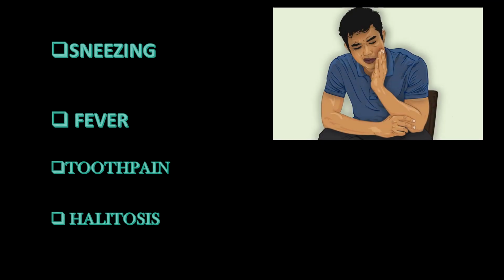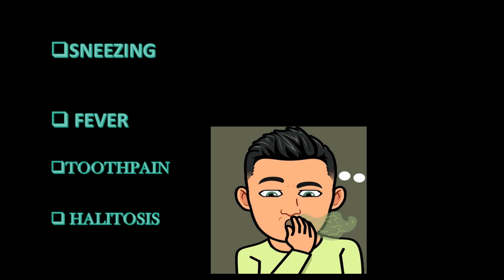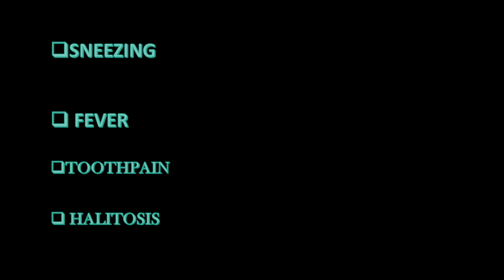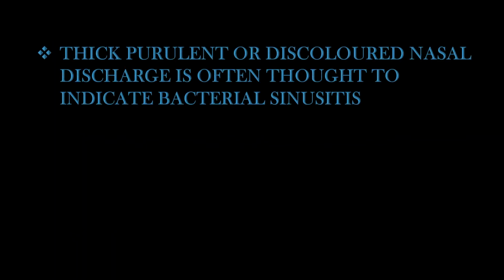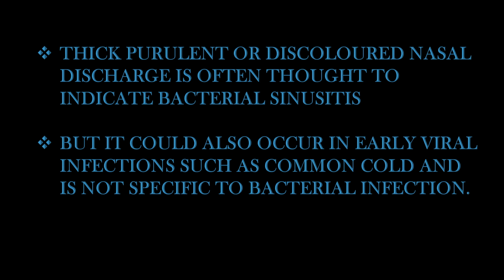Tooth pain, most often involving the upper molars, as well as halitosis, that is foul breath, are occasionally associated with bacterial sinusitis, or it should raise a suspicion of a primary dental infection secondarily infecting the sinuses. Thick, purulent, or discolored nasal discharge is often thought to indicate bacterial sinusitis, but it could also occur in early viral infection, such as the common cold, and is not specific to bacterial infection.